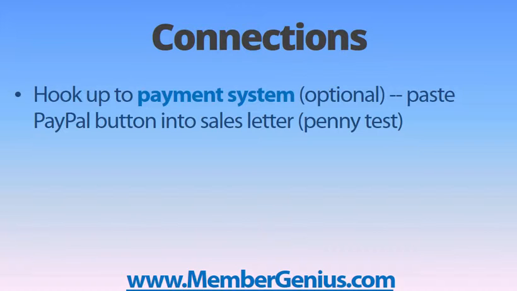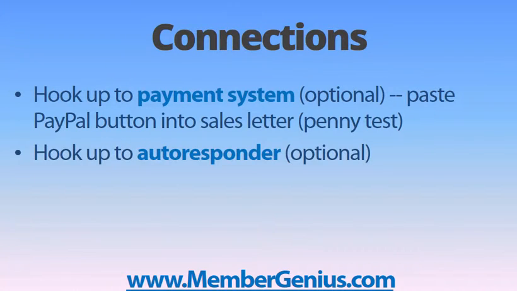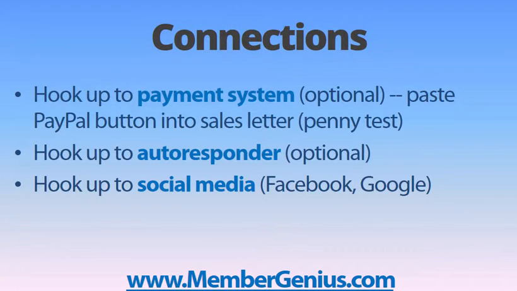I'd highly recommend you take some orders now. Without getting into too many details, you can put your button at 1 cent, see if the membership works, if the access works, if someone can do a test purchase, and then make it the full price. Hook it up to an email autoresponder. If you know what Aweber or GetResponse are, that's optional. You could hook up to social media like Facebook and Google.